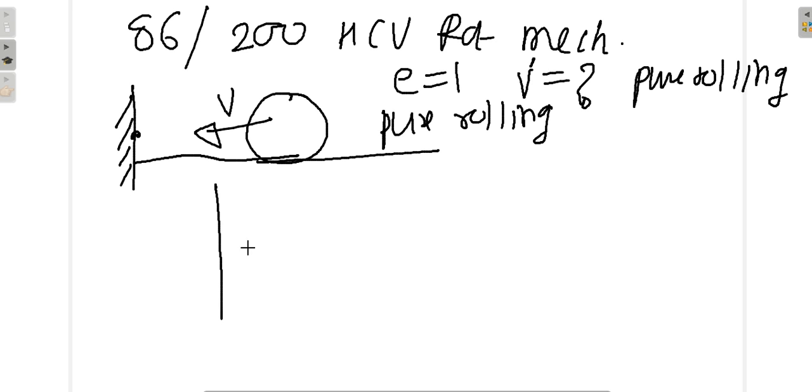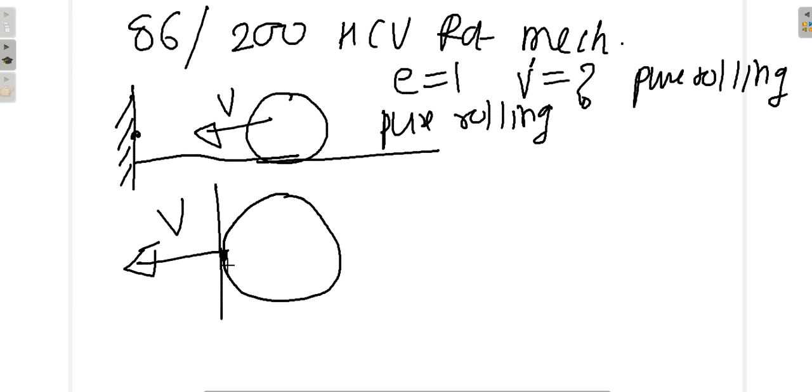This is a wall and a sphere is hitting the wall. At this particular point there are two velocities. One is a linear velocity which is v, and one is the angular velocity. You can see that the sphere is rolling in this direction. So the angular velocity at this point, omega, will be v upon r because it is pure rolling. This is known as the line of impact.